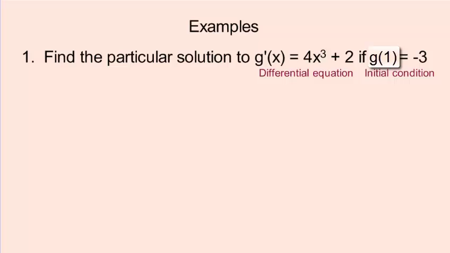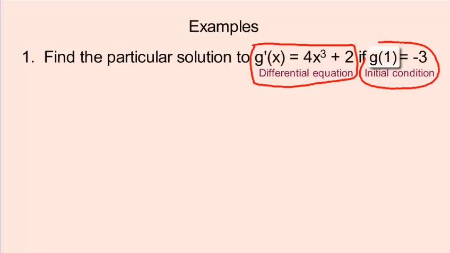So a couple of examples here. We want to find the particular solution to this g prime of x equals 4x cubed plus 2. Since we're given an equation in terms of a derivative, that is therefore a differential equation. We can solve a differential equation first by getting a general solution that has a plus c term in it. And then since we're given this extra piece of information here, this initial condition, we should be able to figure out a specific value for plus c and therefore get what's known as a particular solution.